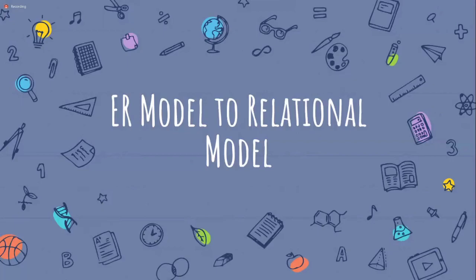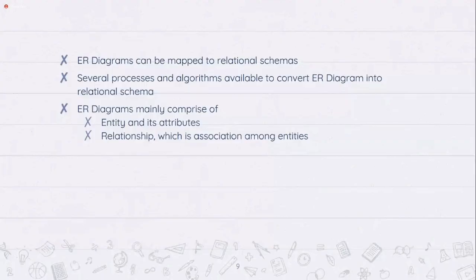So the ER model, when conceptualized in a diagram, is an entity relationship diagram. There are entities and there are some relationships also. This ER diagram can be mapped to relational schemas. Now you have to know how to map an ER diagram to relational schemas.